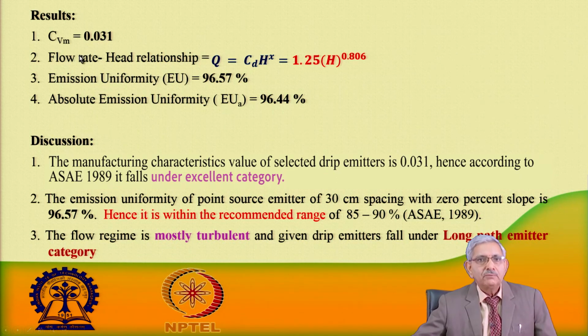Then the flow rate q, this establishes the relationship, looking at the value of C D as well as the value of x. So, the flow regime is mostly turbulent and the dripper falls under the long path drip emitter. This is another category based on the value of x which we are getting.